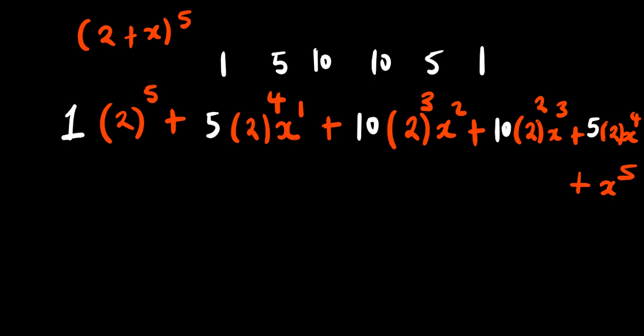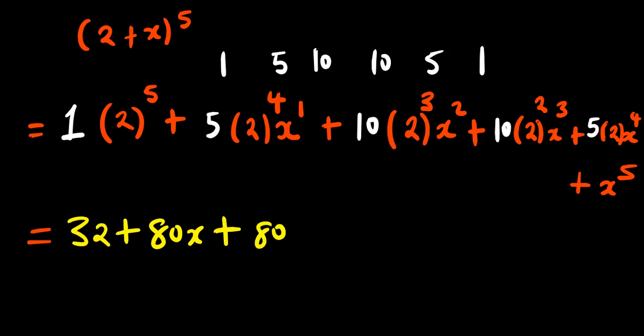So now that we've done that, what we just need to do is simplify what we have. I've got 1 multiplied by 2 to the power 5. 2 to the power 5 is just 32. So I have 32 plus, I come to the second term, 2 to the power 4. That is 16. 16 multiplied by 5 is 80. So I have 80x. I come to the third term, 2 to the power 3, that is 8. 8 multiplied by 10 is 80.